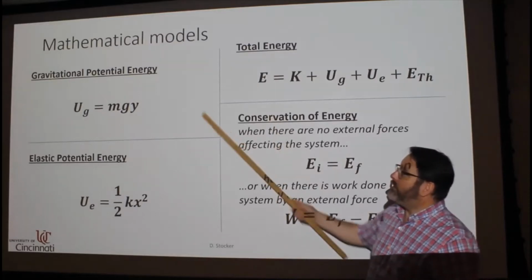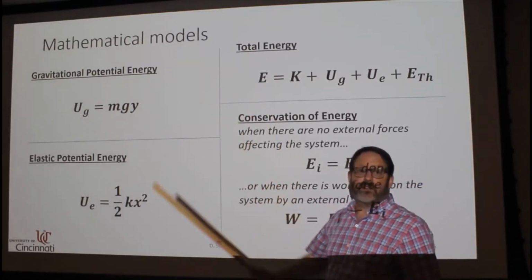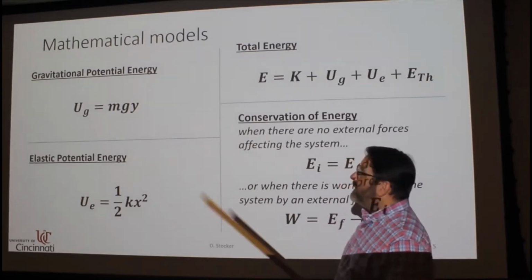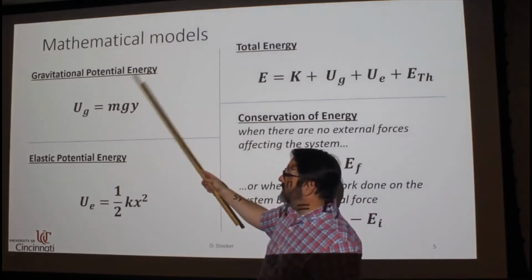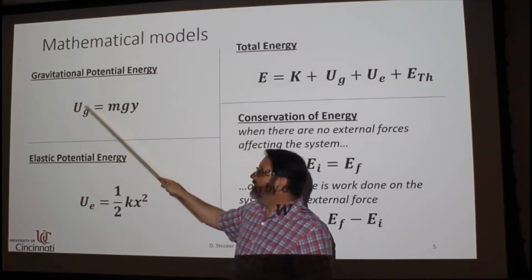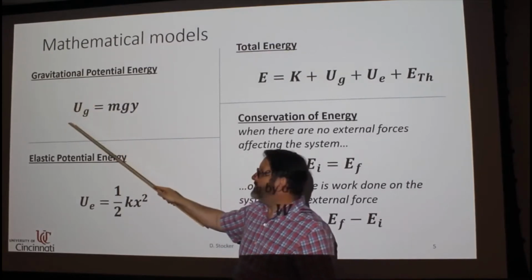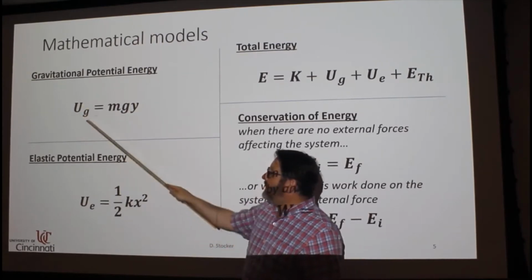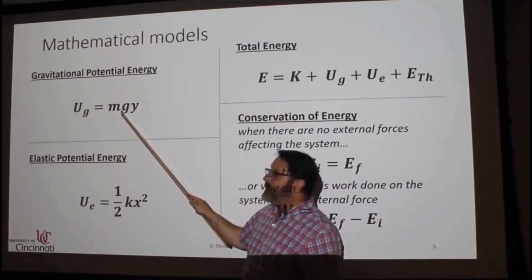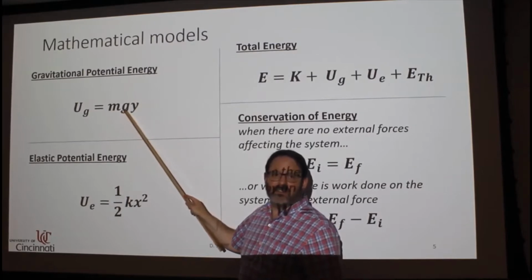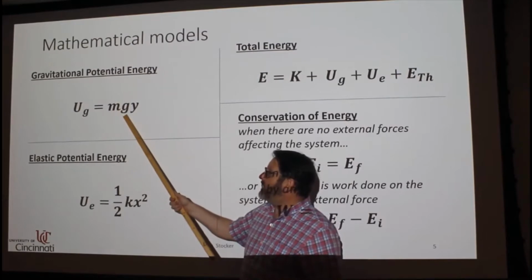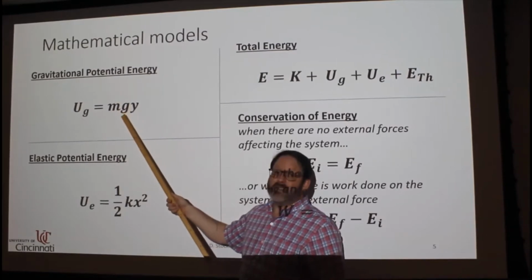In this video, I'll present the mathematical models that are associated with potential energy and conservation of energy. So first we have gravitational potential energy, which we'll use U. The U is for potential energy, and then the G means it's gravitational potential energy. That's mass times g. So this is, at the surface of the Earth, the acceleration of gravity, g. This is a positive number.